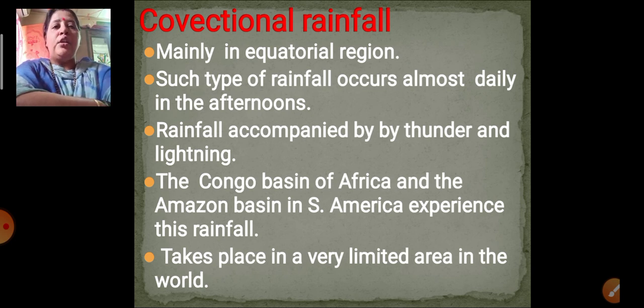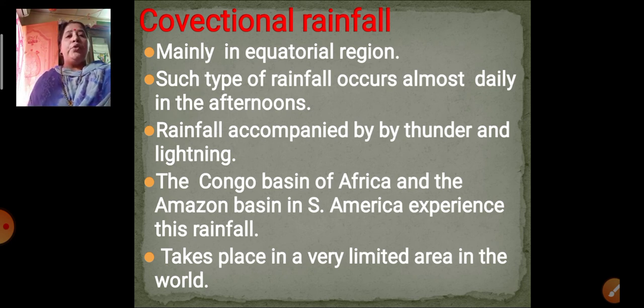Such rainfall occurs mostly in the afternoon time, when the temperature is high. In the afternoon, evaporation takes place very nicely. This type of rainfall is accompanied by thunder and lightning. Actually this rainfall takes place because of the upward flow of warm air. Because of the upward flow of warm air, this type of rainfall takes place and it is accompanied by thunder and lightning.